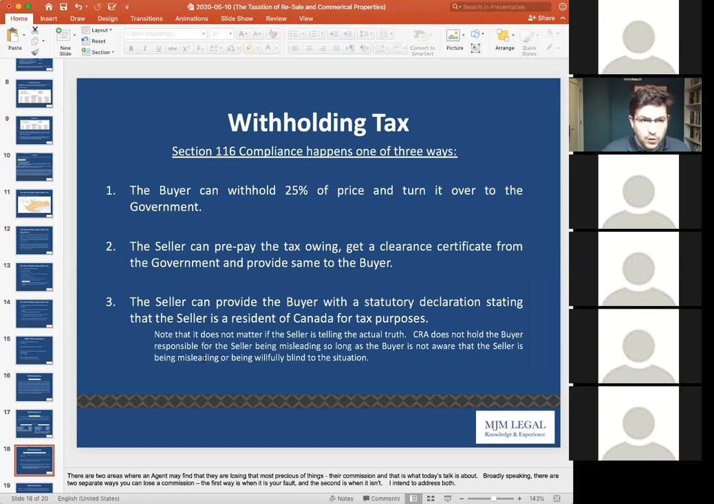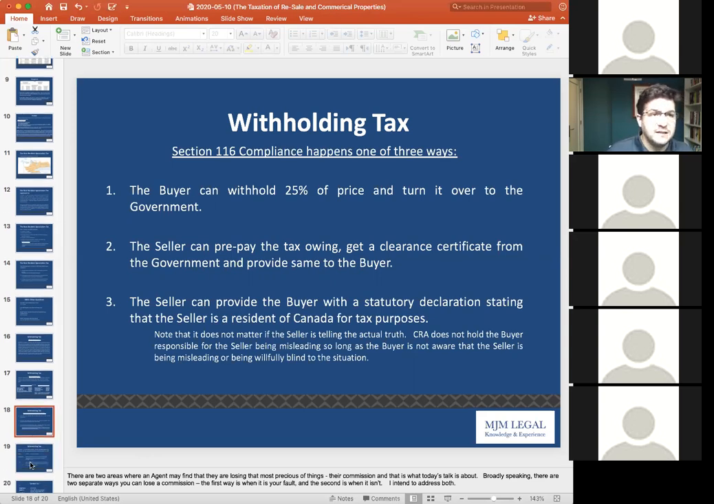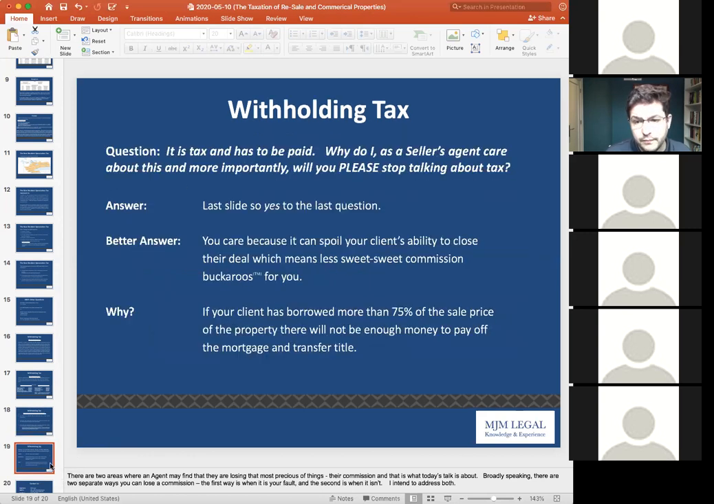Now, don't get me wrong, you can't be willfully blind. You can't be stupid. But assuming that someone doesn't give you any other indication to suggest that they are not a resident of Canada, you are entitled to proceed on that basis. In fact, I've had instances where the CRA has come back to me and said, your client buyer was responsible for X amount of dollars, we're coming after them, and I've said, no, here's our statutory declaration, go away CRA, and they have in fact gone away. So, it is a tax, it has to be paid.